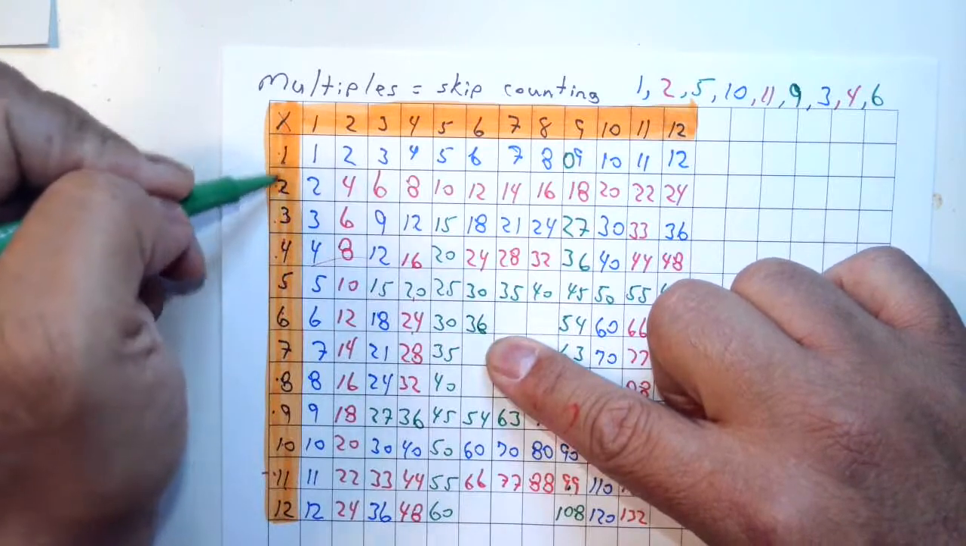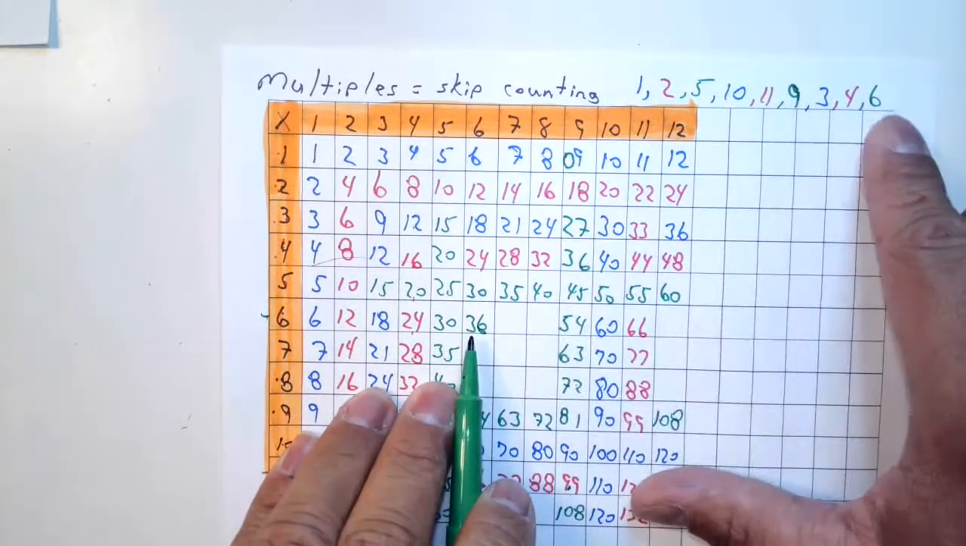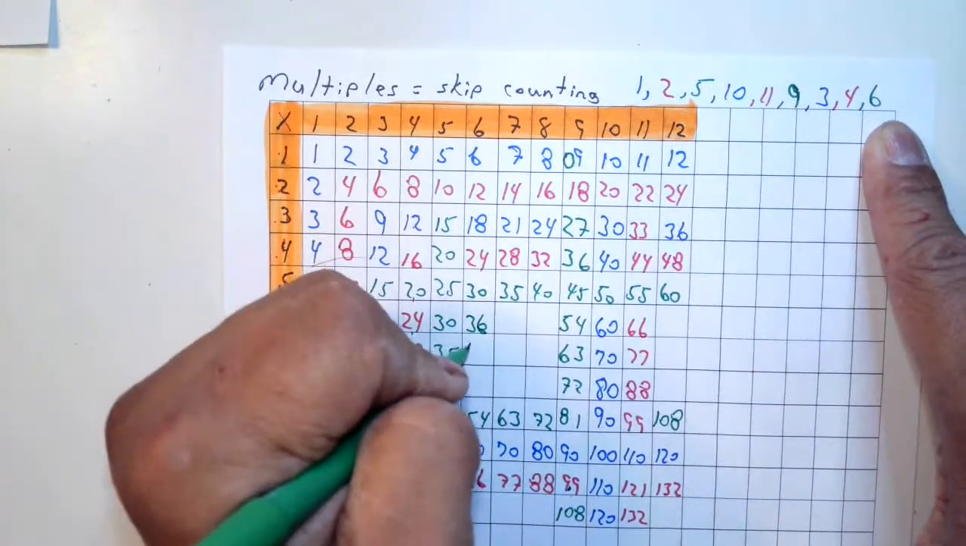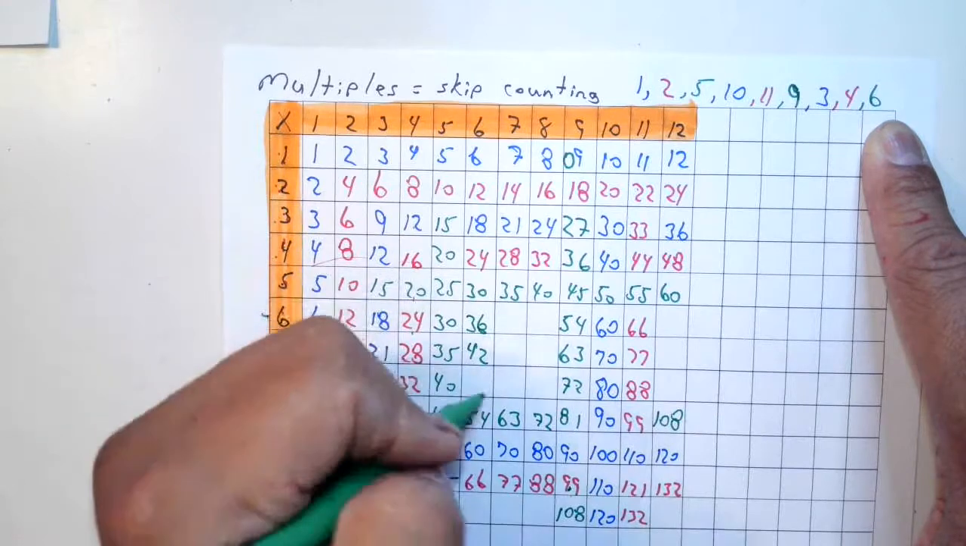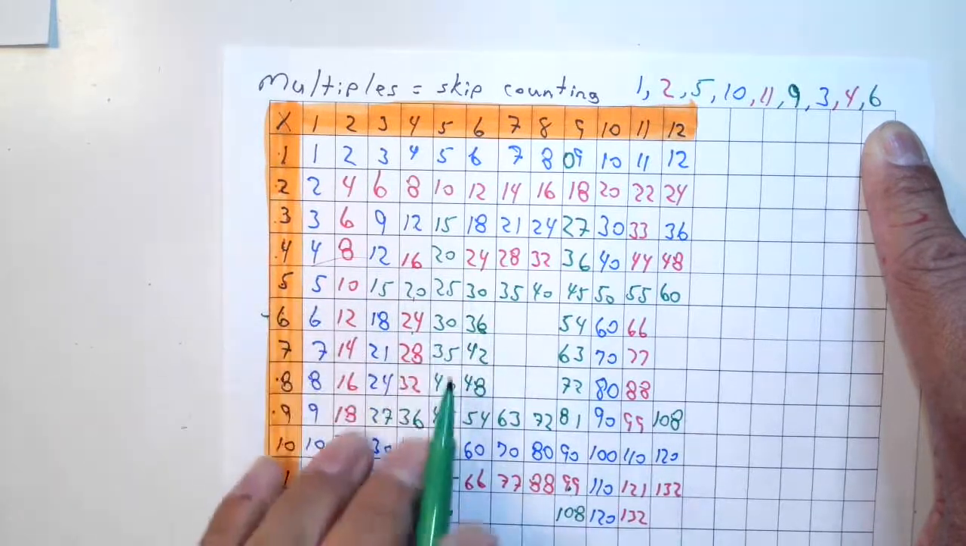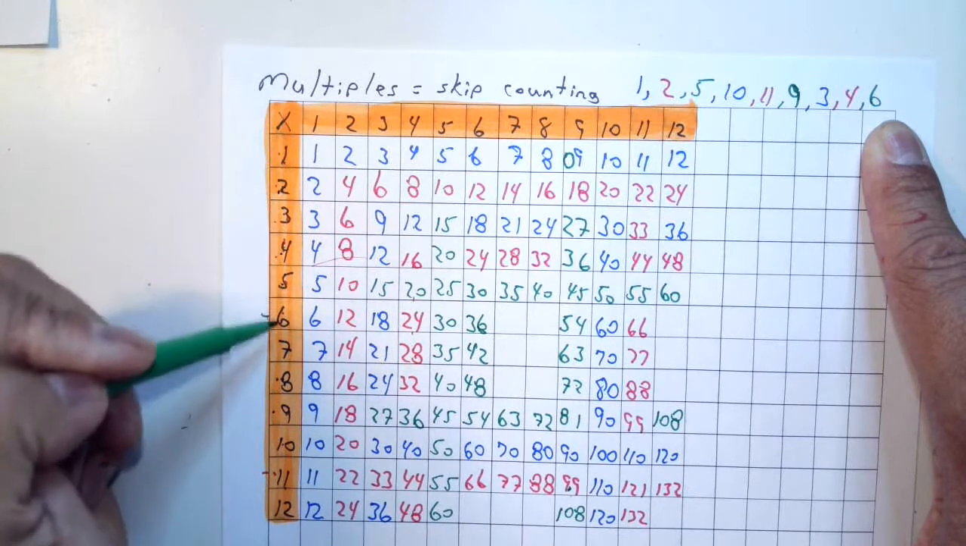And then 37, 38, 39, 40, 41, 42. Because remember, we're doing our 6s. 43, 44, 45, 46, 47, 48. All of these are done. 66, 67, 68, 69, 70, 71, 72.